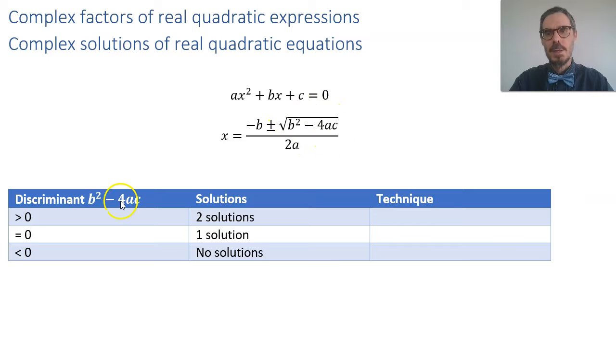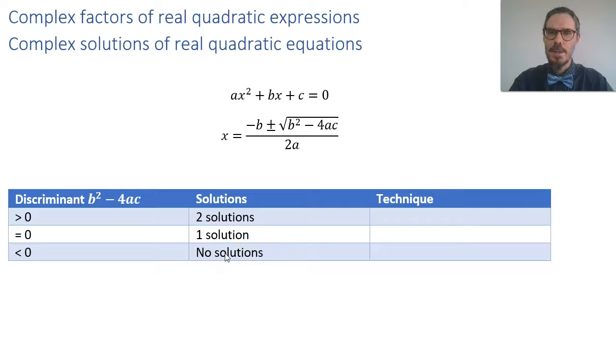If that discriminant, b squared minus 4ac, is greater than 0, if it's positive, then you're looking for two solutions. If it's equal to 0, then there's one solution because you're plus or minus 0, so there's only going to be one solution. And if it's less than 0, well, you can't get the square root of a negative number, so there's no solutions.